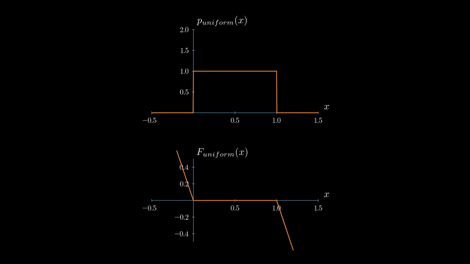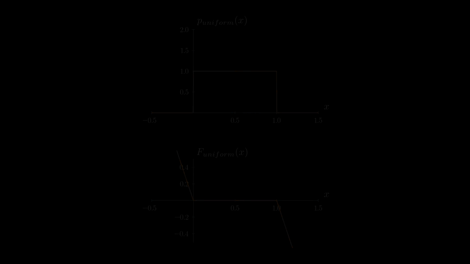I'll admit that I had some trouble getting this to work cleanly. The main issue was figuring out how strong F uniform should be in these boundary cases. It has to be strong enough to push the sample back inside the range of 0 and 1, but not so strong that it simply pushes it back out the other boundary. So the full program would go like this.